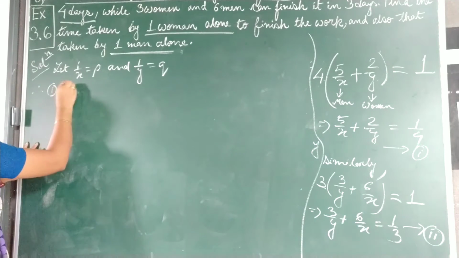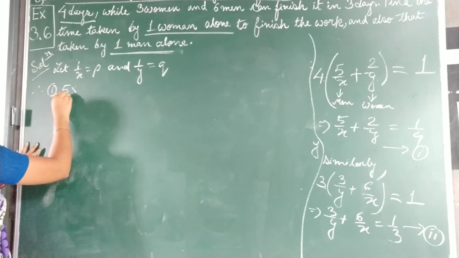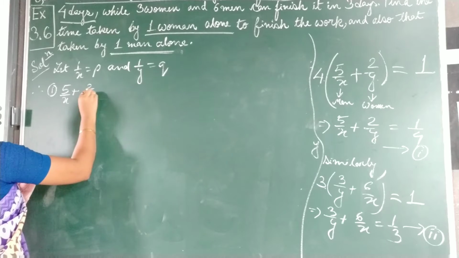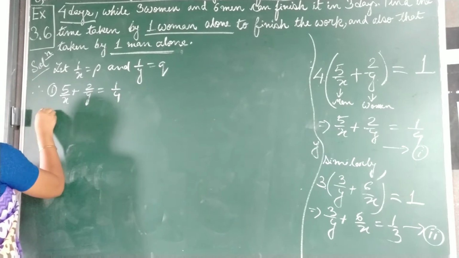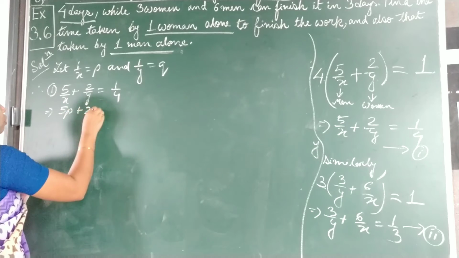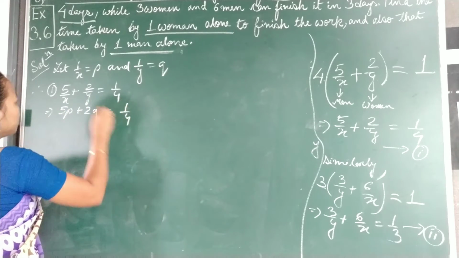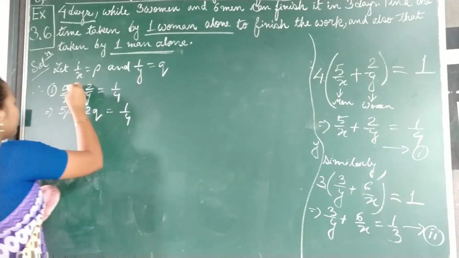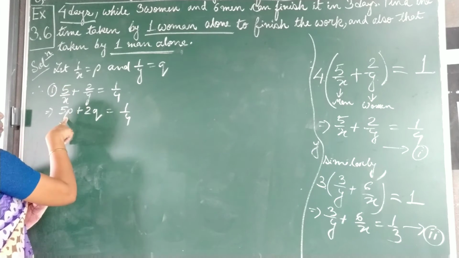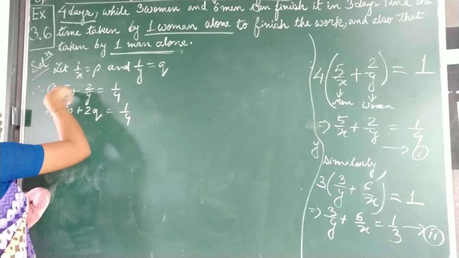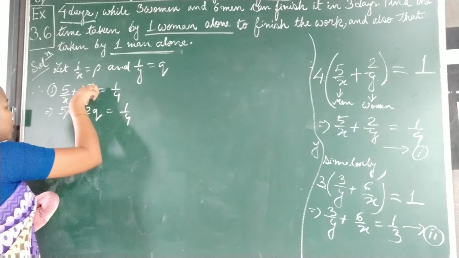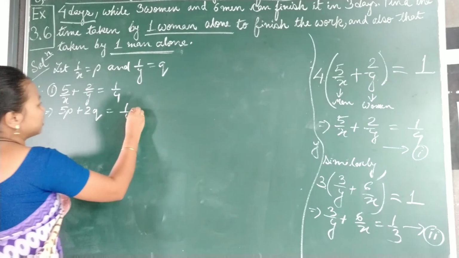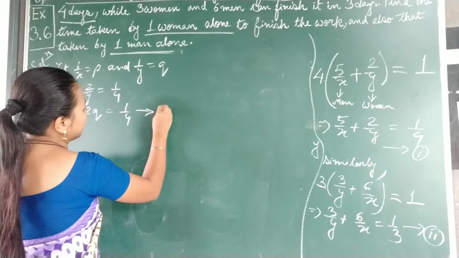Therefore, equation 1 comes out to be 5 by x plus 2 by y equal to 1 by 4. That shows that 5p plus 2q equal to 1 by 4. I hope you have understood. Since 5 by x means 5 into 1 by x, 1 by x is going to be p and 1 by y is going to be q. So 5 as the numerator remains as 5p, and 2 as the numerator remains as 2 into 1 by y, which is q. Understood? So here it is equation 3.